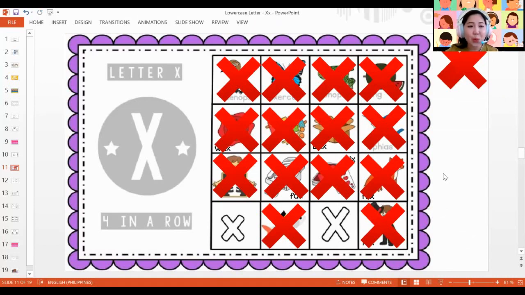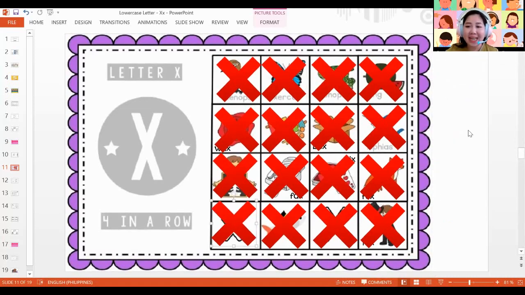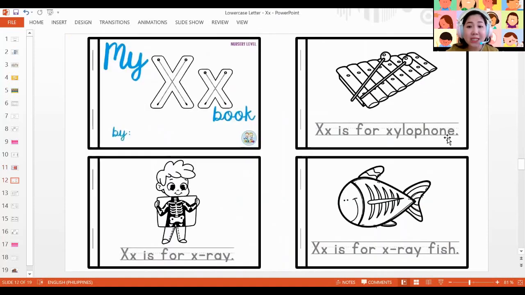And we have 2 more left. So we have to cover or stamp our capital letter X. And lastly, our lowercase letter x. Did we stamp everything? Good job, girls. So now let's proceed to our My Xbook. It only has 3 pages, so you will finish fast with our Xbook.